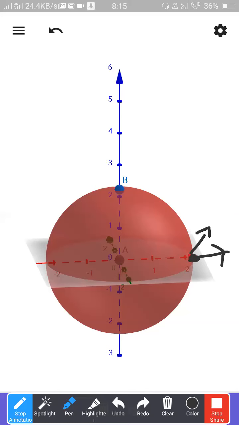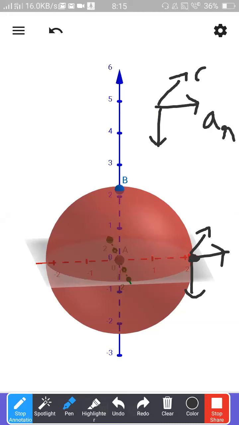My a phi will be going in this direction, my a theta will be in this direction. I will write clearly here. One will be in this direction, and one in this direction, and one in this direction. Okay, this is a_r, this is a phi, this is a theta.